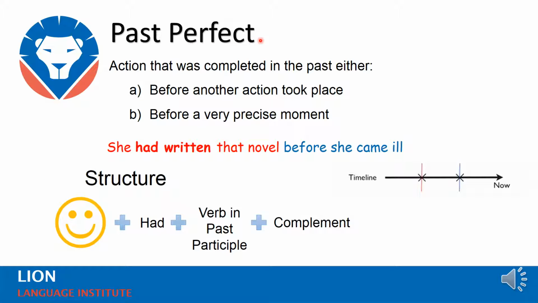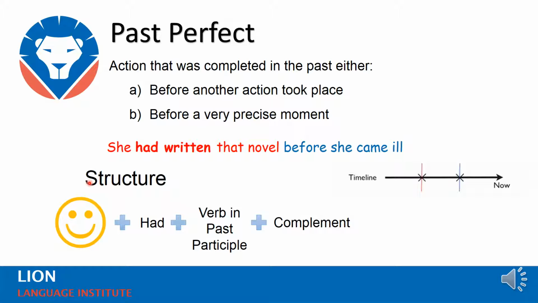Past perfect. We use past perfect to talk about an action that was completed in the past, either before another action took place or before a very precise moment. Here we have our example. She had written that novel before she became ill. Okay, she had written that novel before she became ill. That action happened before she became ill.